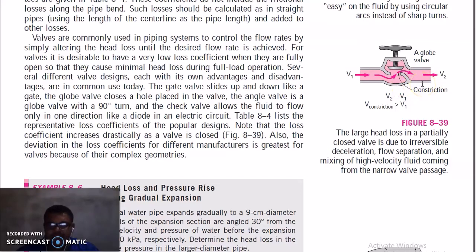Several different valve designs, each with its own advantage and disadvantage, are commonly in use today. The gate valve slides up and down like a gate. The globe valve closes the hole placed in the valve, and the angle valve is a globe valve with a 90 degree turn. So you can see the large head loss in a partially closed valve is primarily due to reversible deceleration, flow separation and mixing of high velocity fluid coming from the narrow valve passages.